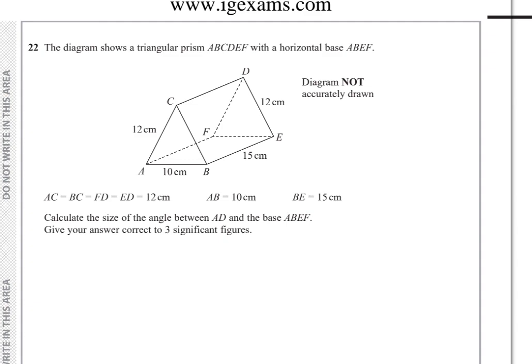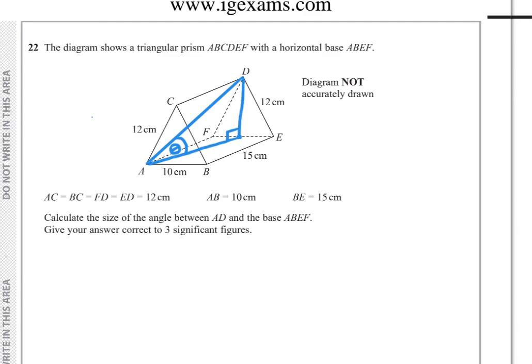First AD, if we join AD, it intersects the base at A. Now if we drop from D a perpendicular to the base, we'll intersect FE at the midpoint. Now join between this point and A. So we have a right angle triangle. In this right angle triangle, we need to find this angle. So this is the angle between AD and the base.